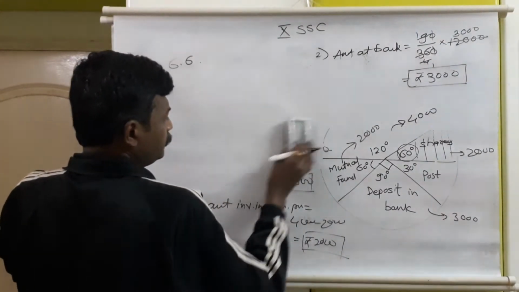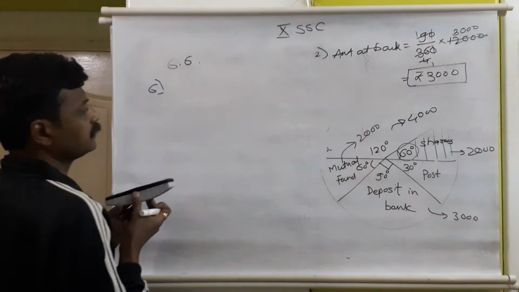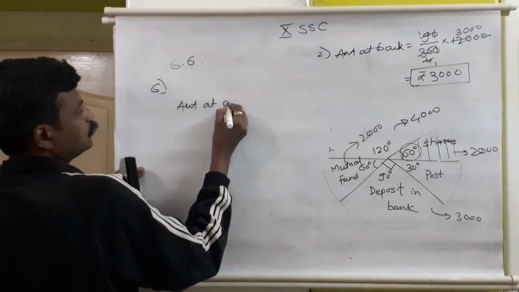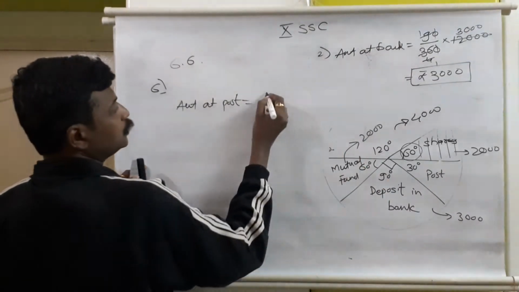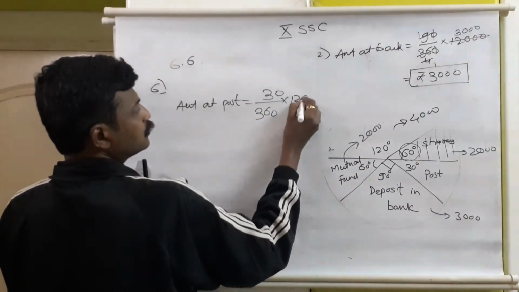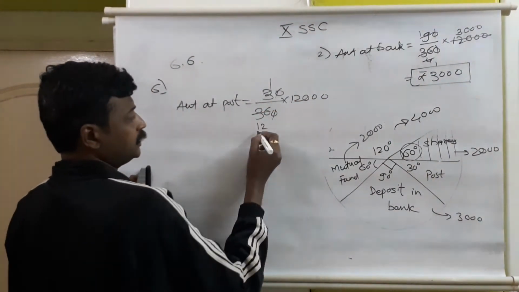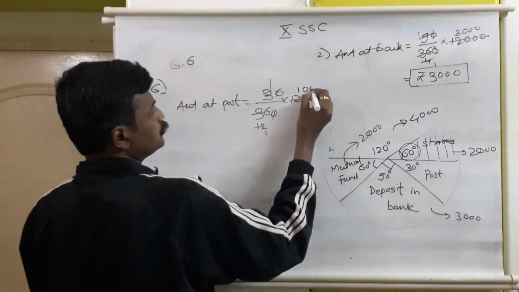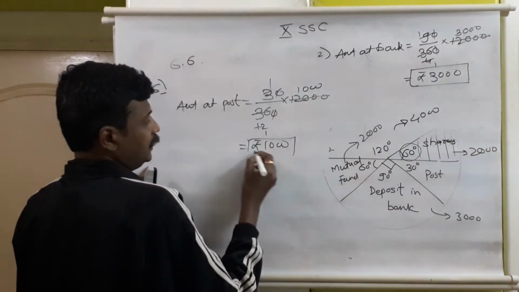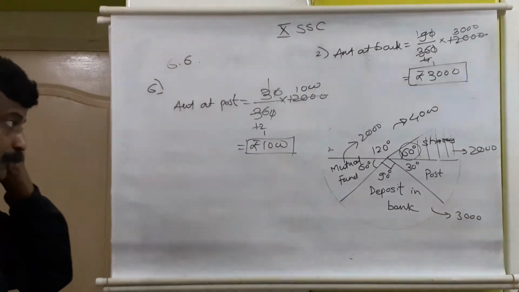Solve it by anyone. Suppose we solve by comparison: the amount invested in the post is 30 degrees of the angular measurement out of 360, then out of 12,000 how much? Zeros get cancelled, 3 1s are 3, 3 12s are 36, 12 1s are 12, and with 3 zeros it is rupees 1,000. So 1,000 rupees is the investment by that family in the post.